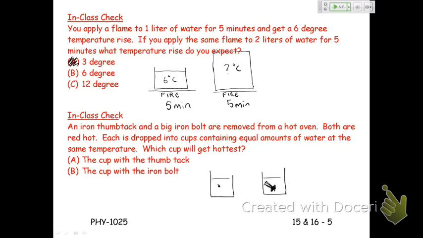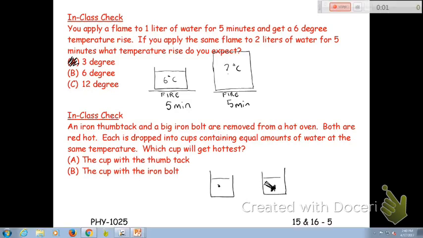Okay. Which cup will get hottest? The cup with the thumbtack or the cup with a big iron bolt in it? What do you think? What's your intuition tell you? You got this thing and it's been in the oven. There's more of it. More particles. They're at the same temperature and they're made of the same stuff, so they're going to react to temperature the same way. So which one contains more internal energy? And then when you take it out, which one is giving more of that energy to the liquid? So there's a lot of things going on here.